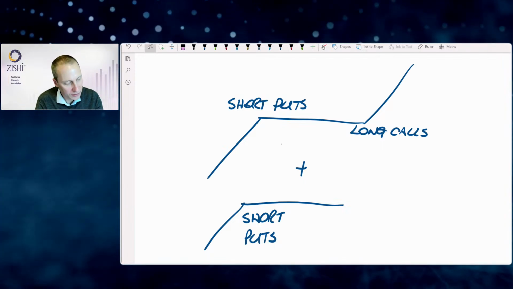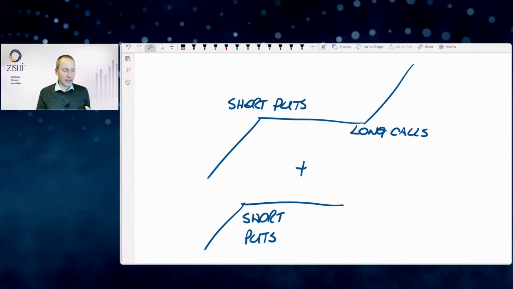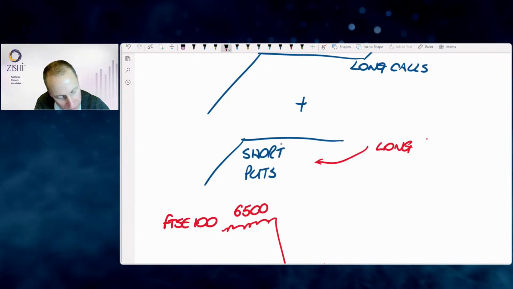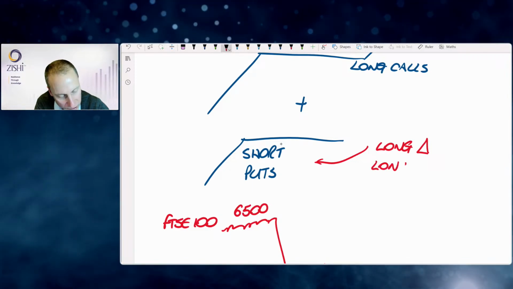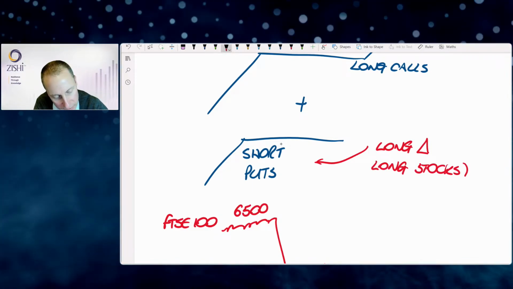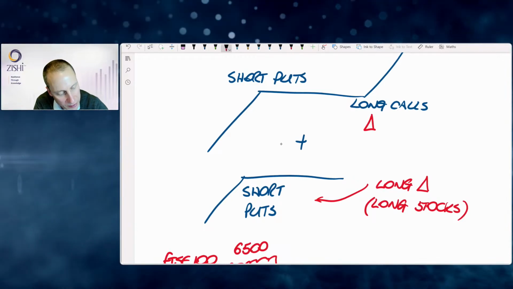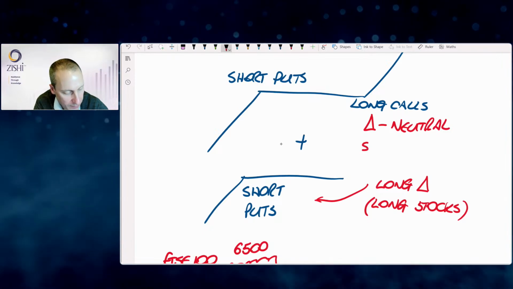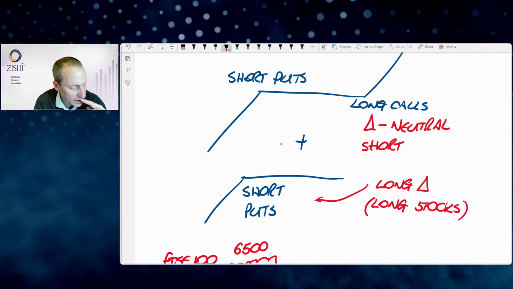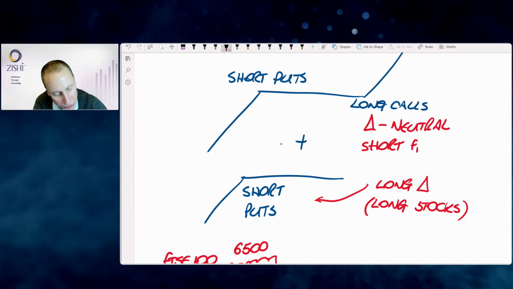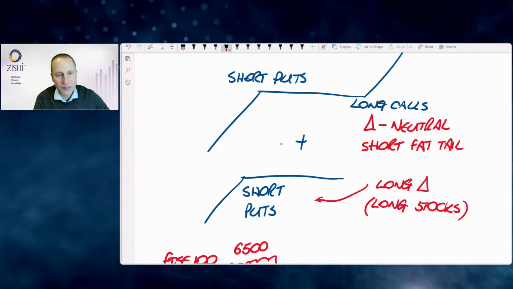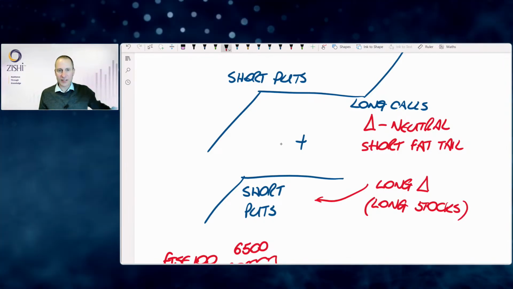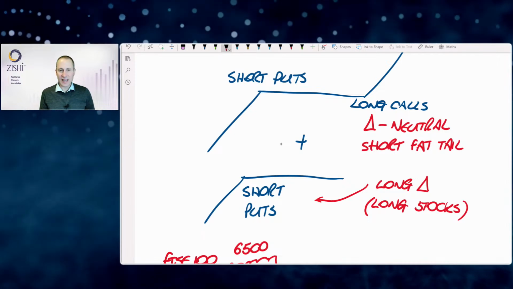I've got a combination here where you might say that this is giving me some long delta, as in long stocks, so a bet that stocks go up. This might be delta neutral, as in I've hedged the delta, but, to give it a slightly approximate name, I'm short the fat tail. What I've done is I've tried to monetize what I thought was the overpricing of these puts. I thought the market was being unnecessarily pessimistic.